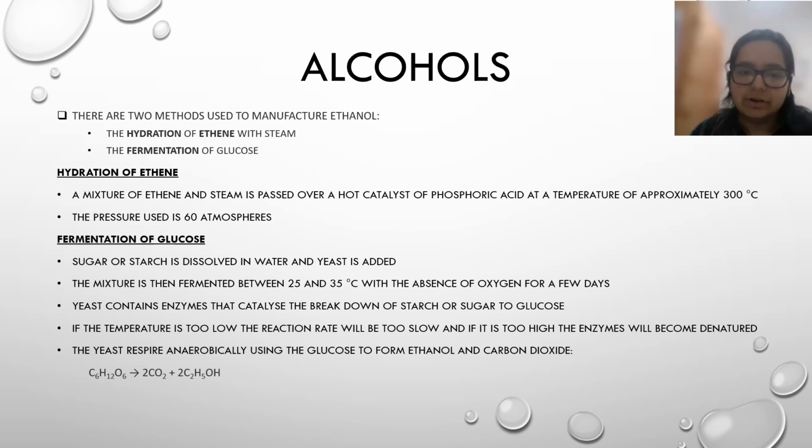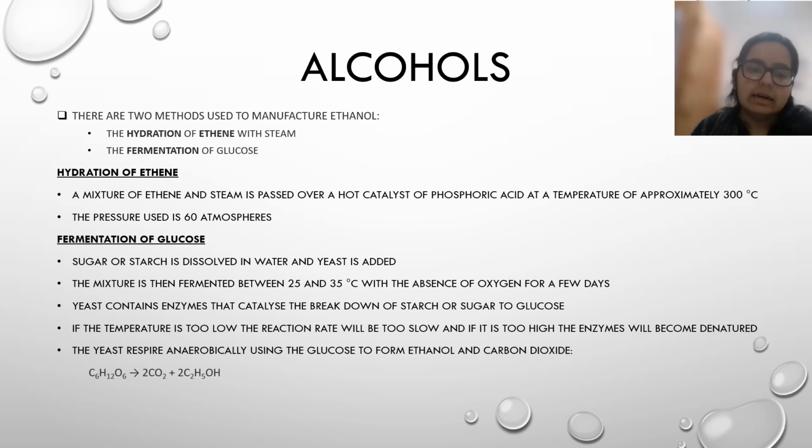Now when we are doing hydration of ethene, a mixture of ethene and steam is passed over a hot catalyst of phosphoric acid at a temperature of approximately 300 degrees Celsius, and the pressure used is 60 atmospheres. This is even mentioned in the previous slides when we were learning about the addition reactions of ethene.